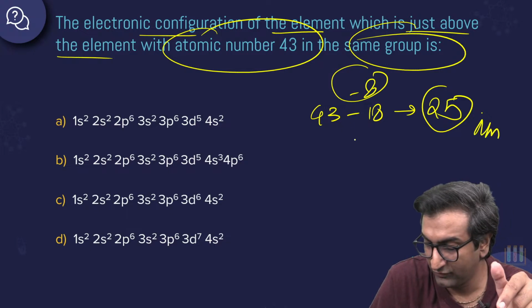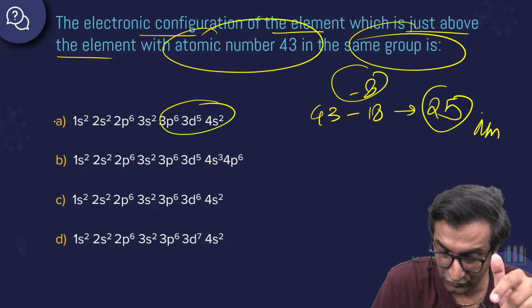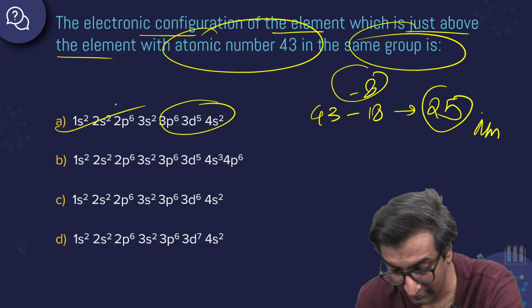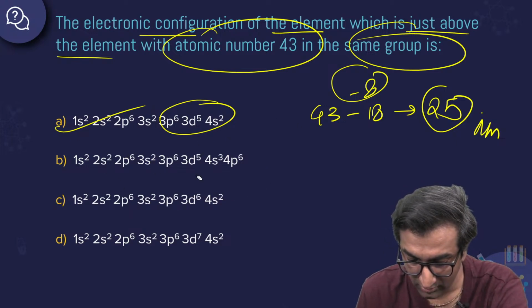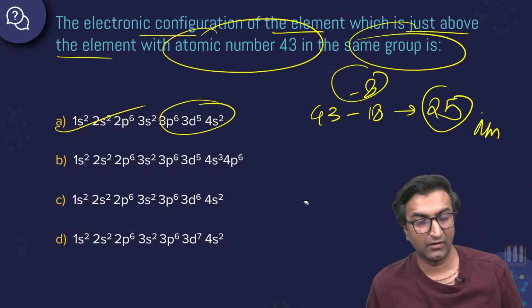25 is manganese, I know this. This should be 3d5 4s2. So this should be the answer. All right, looks like this is the answer. None of the other options even fit, right? So this is it. Well, answer. Done. Yeah.